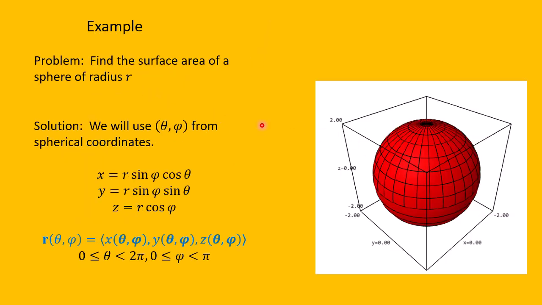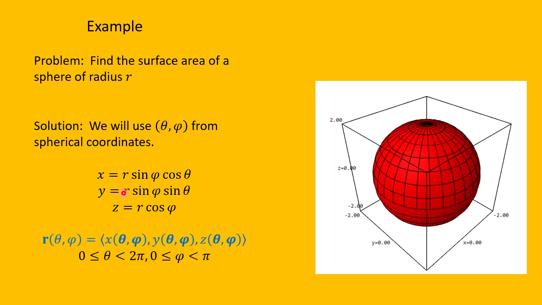So now we get back to this sphere. Find the surface area of a sphere of radius r. As we mentioned before, we're going to use as our two parameters for this surface theta and phi, the same theta and phi that hopefully you've learned about in some sort of course involving three-dimensional algebra.